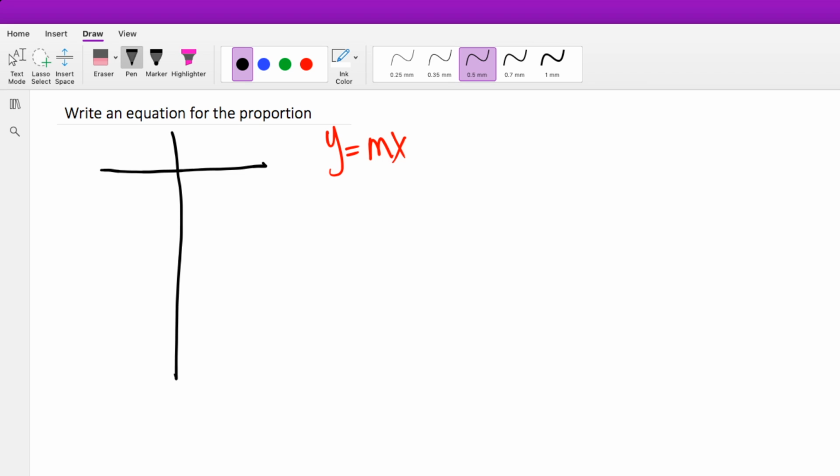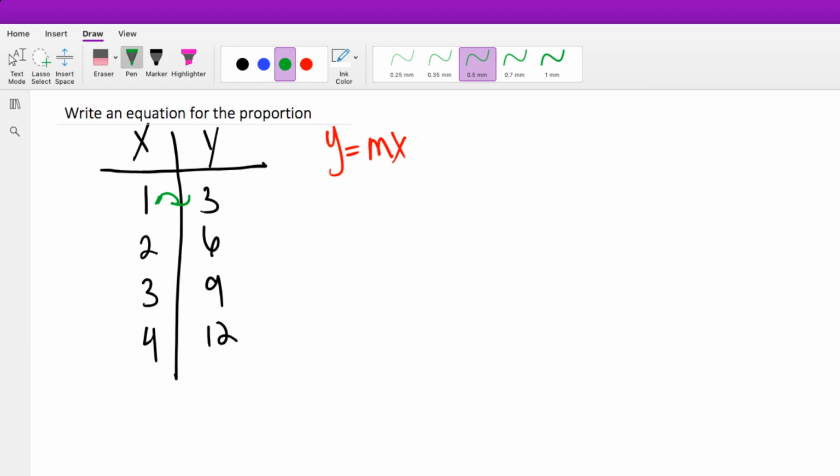Okay, here we have our x, here we have our y's. We're going to have 1 and 3, 2 and 6, 3 and 9, 4 and 12, and you can see how this pattern can go on forever. How do I get from 1 to 3 in terms of multiplication? We multiply by 3. From 2 to 6, multiply by 3. 3 to 9, multiply by 3. 4 to 12, we also multiply by 3.